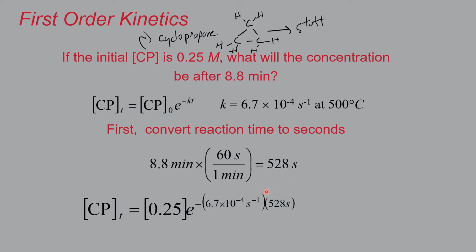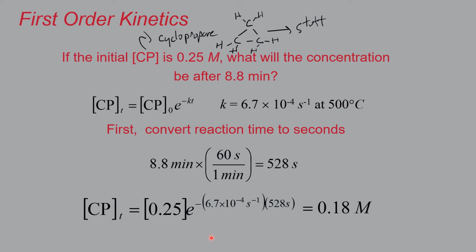For most calculators, it's going to be something on the order of multiply these two numbers, make it negative. Remember, you do not do that with a subtraction sign. You do it with the change sign key. Raise it to E and then multiply it by 0.25. And if you do it correctly, you should get an answer of 0.18 molar.